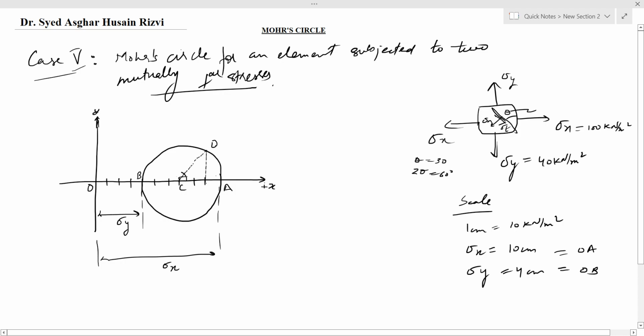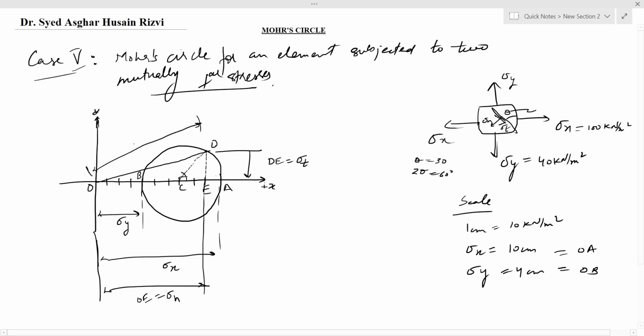From D we will drop a perpendicular on x-axis and mark that point as E, and we will join points O and D. Now this distance DE is the tangential stress sigma T. We'll measure it from the scale and multiply by the scale of 10 kilonewton, and we'll find out the value of sigma T. And here you can see that OE is equal to the normal stress sigma n, and OD is equal to the resultant stress sigma R.